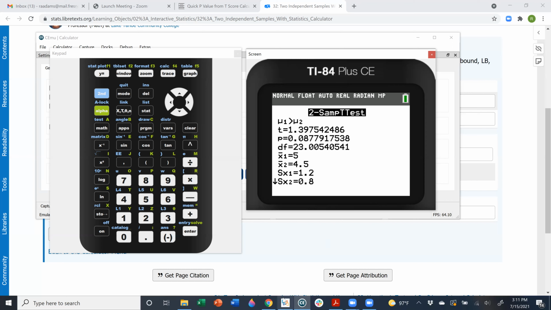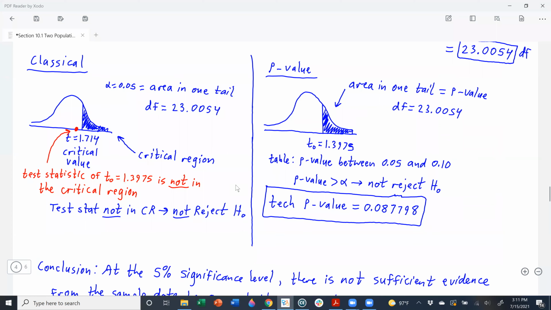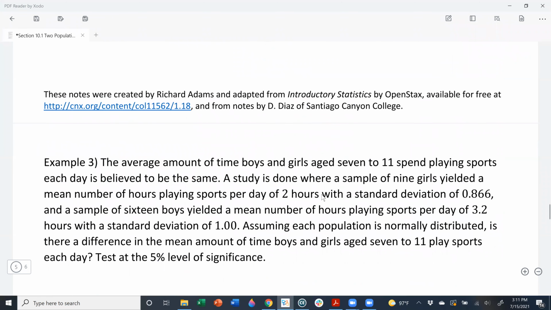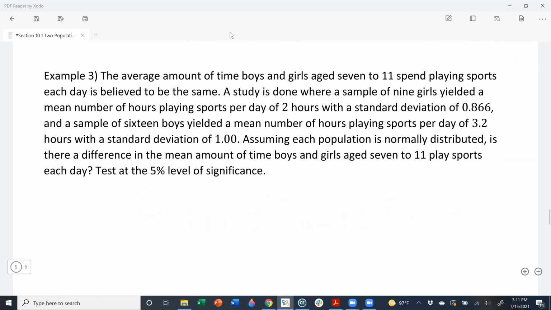Like I said, I want to start moving more towards using technology rather than the classical approach and using the tables. So I'm going to focus on using technology and the p-value approach moving into example 3. All right, so stick around for that.